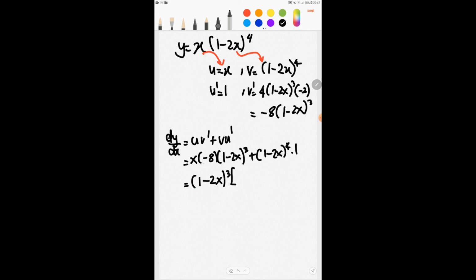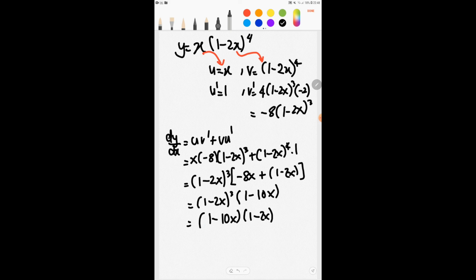To get this one, we have negative 8x plus (1 minus 2x). So if we write back, we have (1 minus 2x) to the power of 3, and this one is negative 8x plus 1 minus 2x. So we get here 1 minus 10x. Alright, so if we write back, we have (1 minus 10x) times (1 minus 2x) to the power of 3. So this is the dy/dx for this function.